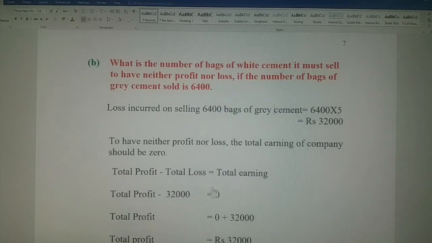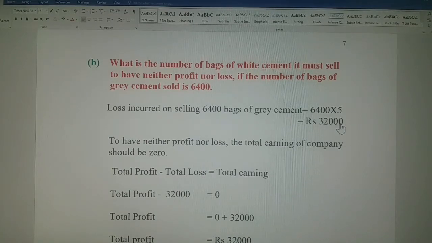So minus 32,000 we send this side, minus 32,000 will become plus 32,000. 0 plus 32,000, that is 32,000. Total profit is equal to 0 plus 32,000. Total profit is 32,000.